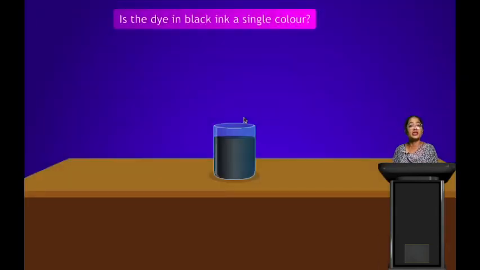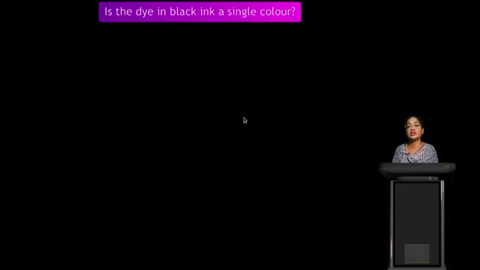So, is the dye in the black ink a single color? Do you think the black ink is only made up of black dye, or do you think there are other dye components in the black ink? What do you think? When you write it down, it just appears as black, right? But do you think there are other components? Let's see. So you have a black dye kept in a jar or a beaker over there. Is the dye in black ink a single color? Do you think it's a single color, or do you think there are certain other colors added to the same dye?